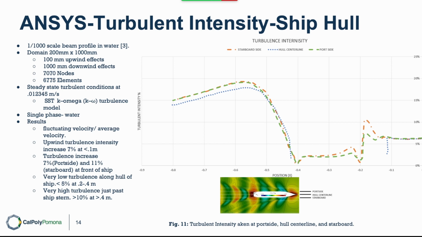I'm also using a 1/1000 scale of the beam profile of the hull. For this one, I'm using steady state turbulent conditions of 0.012 meters per second with this SST k-omega turbulence model, single phase. What I'm looking at is the upwind turbulence intensity increases by 7% at minus 0.1 meters. Turbulence also increases 0.7% to 11% port side and starboard at the front of the ship, and a very low turbulence along the whole of the ship, less than 5%, which is between 0.2 and 0.4 meters. Just past the ship and towards the end of the domain, I'm looking at greater than 10% turbulence intensity increase for lengths 0.4 meters and beyond.